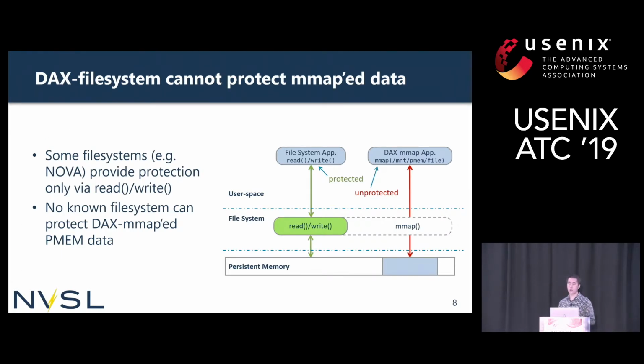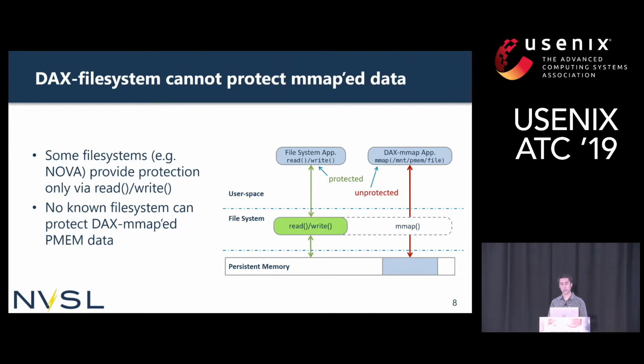You probably wonder, conventionally, we use file systems to provide protection for persistent data. Why not keep relying on them? Well, we know some file systems, for example, Nova, can provide protection for persistent memory data, but it can only do so through its read and write interface, where the data transfer is still managed by the file system. If the application memory maps the file, it essentially bypasses the file system. So if the file system code is not running, it's very difficult for it to protect memory-mapped persistent data.